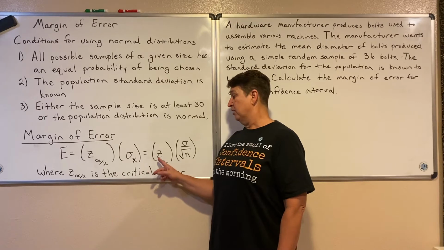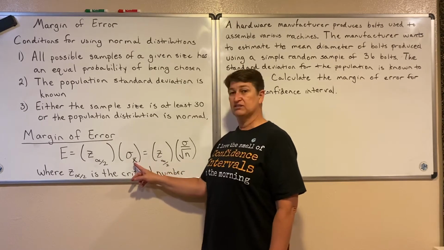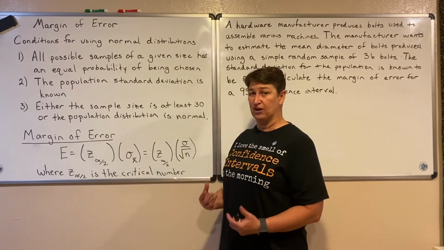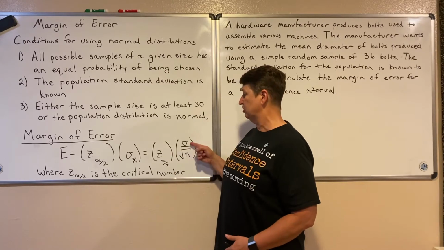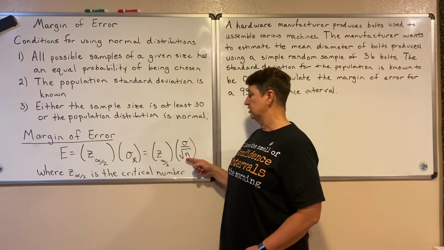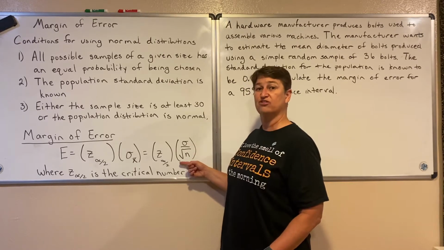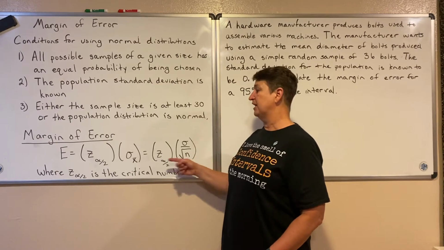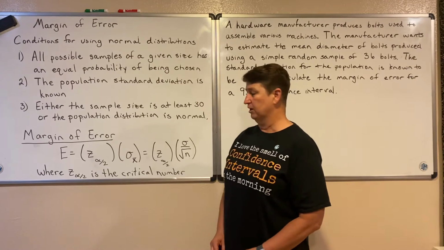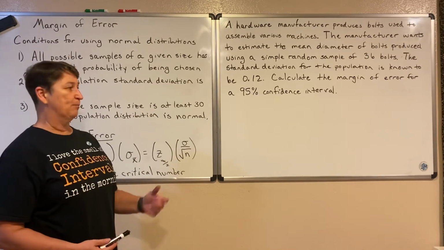Or you can say, well, it's the number of standard deviations out, and since we're dealing with a sampling distribution, we know to find the standard deviation of that sampling distribution, we have to do the standard deviation of our population divided by the square root of our sample size. Remember doing that with the central limit theorem to find that standard deviation of our sampling distribution. Okay, so let's do an example.